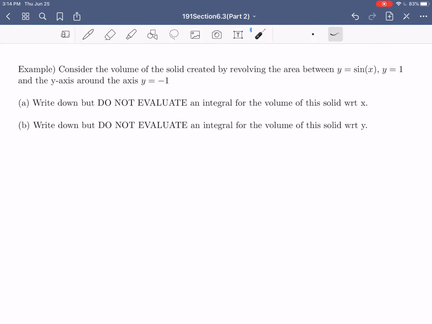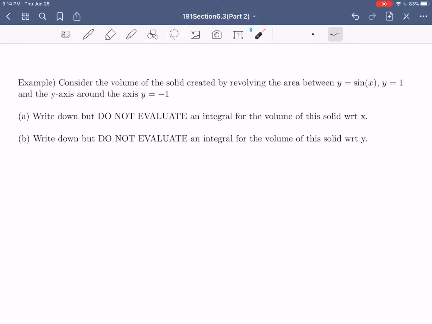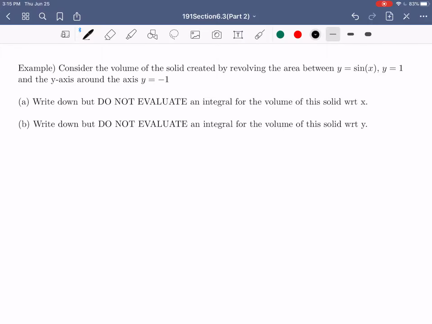So, for our next example, similar idea, we're just going to do the same thing. We're trying to write down two separate integrals, one with respect to x, one with respect to y, but we've got a slightly different region here. So we're going to consider the volume of the solid created by revolving the area between y equals sine x, y equals 1, and the y-axis around the axis y equals negative 1. So let's start again, before we even worry about this stuff, just getting a good drawing of the region here.